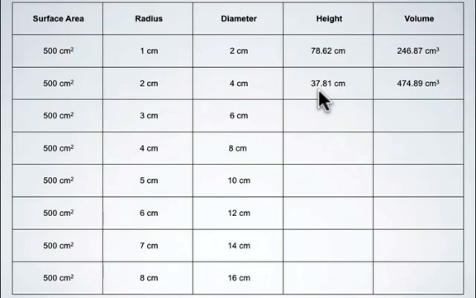Your task is to complete this table, calculating the heights and the volumes for each of these situations, a radius of 3, 4, 5, 6, 7, and 8. What we need to do is try and figure out which of these dimensions gives us the maximum volume for this can, or this cylinder. The maximum volume is what we're looking for in this column.